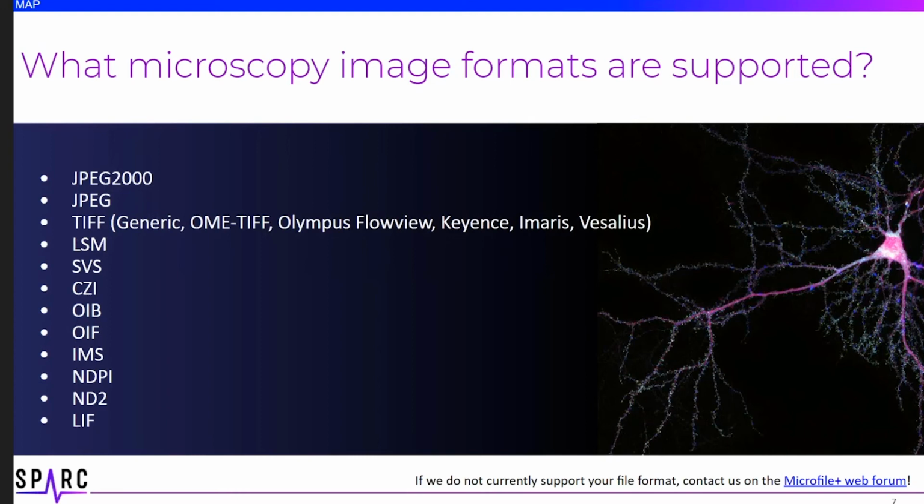Here on the screen is a list of the current supported file formats that MicroFile Plus allows to ingest. You'll see it supports a wide selection of image formats from a variety of different hardware vendors, microscopes like Nikon, Zeiss, Olympus. File format support is a continual process for us, and each of these file types can have edge cases or variances that will need to be supported later. If we do not currently support your file format, please contact us on the MicroFile Plus web forum. We'd love to hear from you.